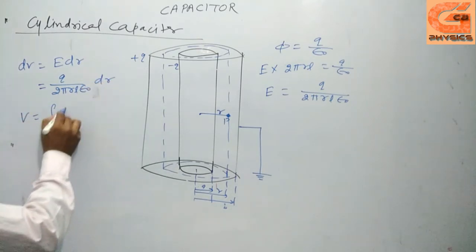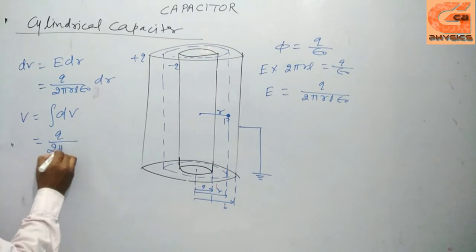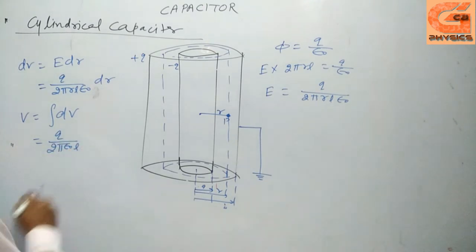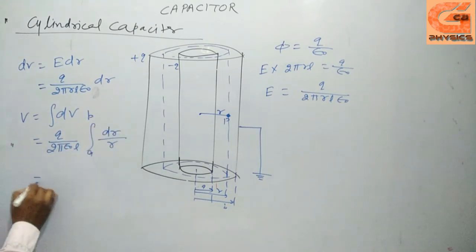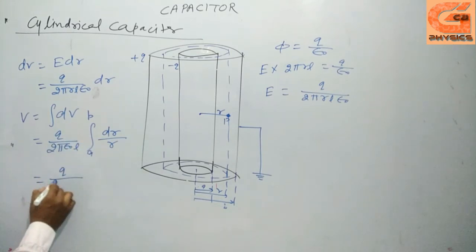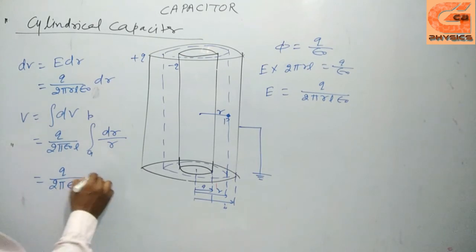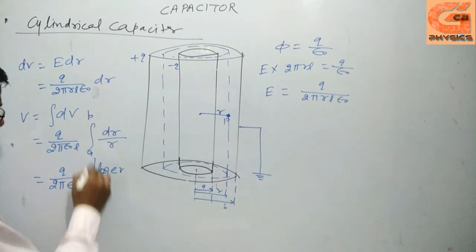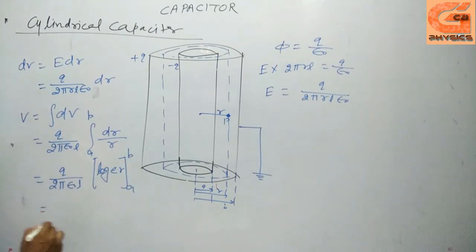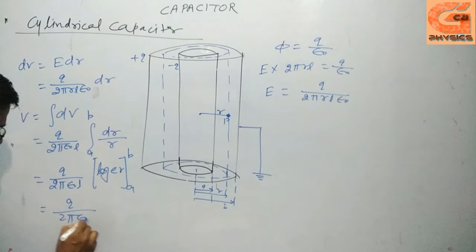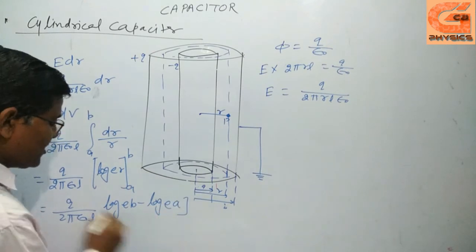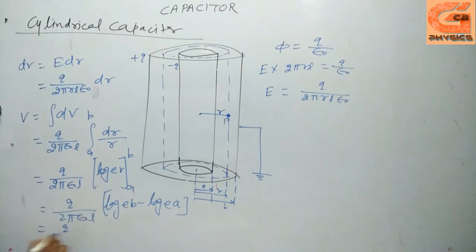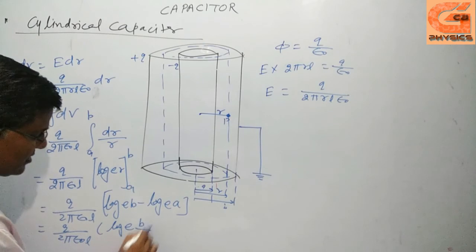Then total potential is the integration of dV, and Q by 2 pi epsilon naught L is pulled out from the integration from A to B, and it becomes dR by R. The integration of dx by x is log e x, and this is log e R from A to B. This is simple. Then Q by 2 pi epsilon naught L, then log e B minus log e A. Okay. This is the mathematical term. And this is Q by 2 pi epsilon naught L and log e B by A.